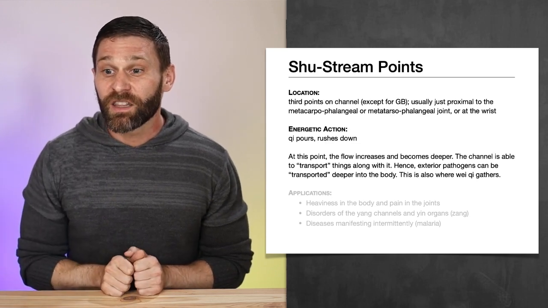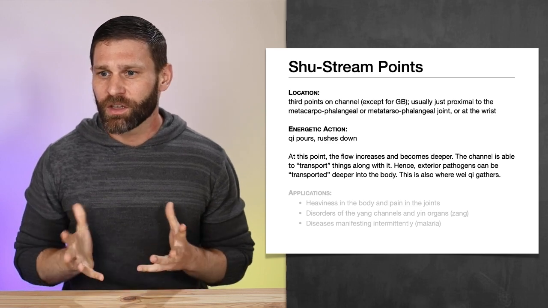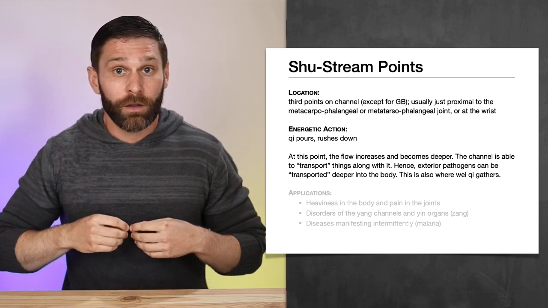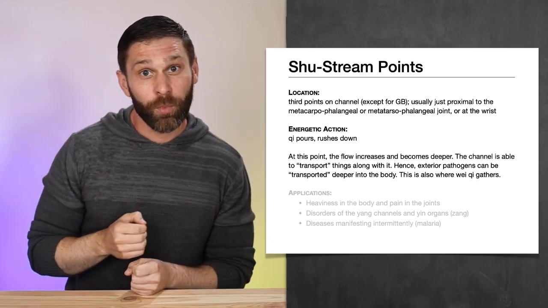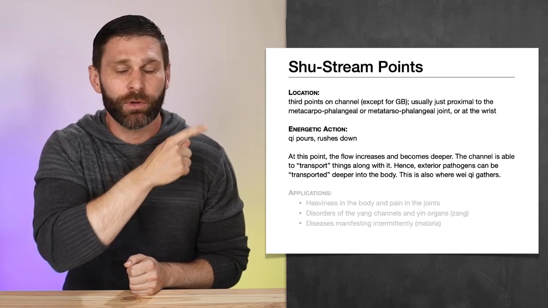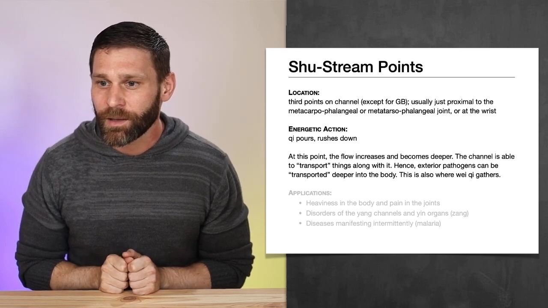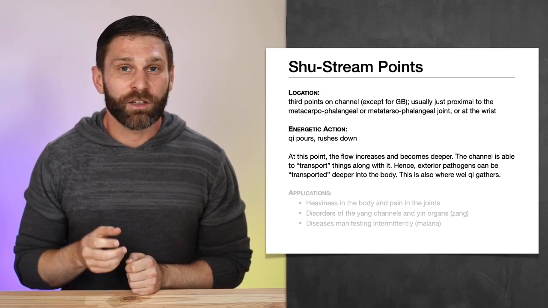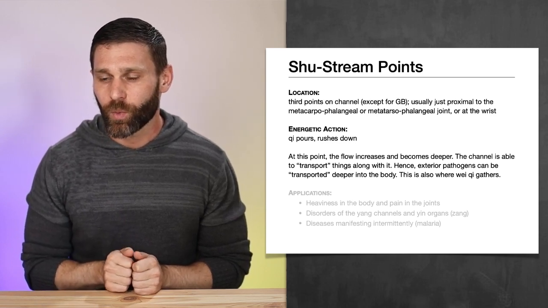And here we say the qi pours, the qi rushes down. And so at this point, there's a greater flow and it becomes deeper. The channel is able to transport things along with it. That's why we say Shu stream. The word Shu actually means transport. So it's able to transport things along with it. That's why it has a name, where exterior pathogens get transported deeper in the body. And this is also where the Wei Qi gathers.